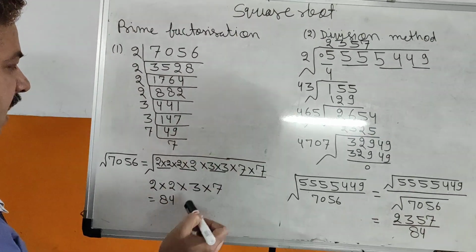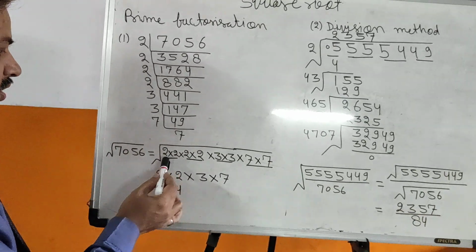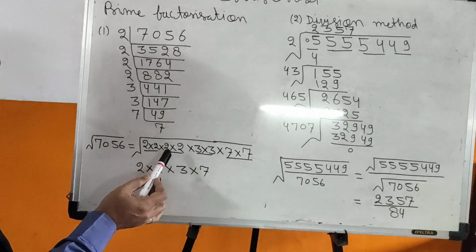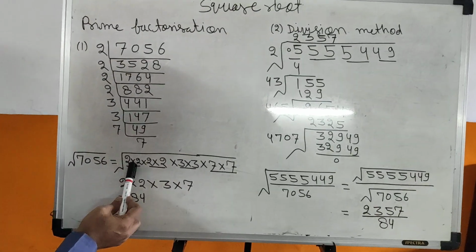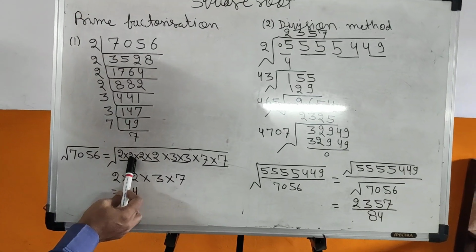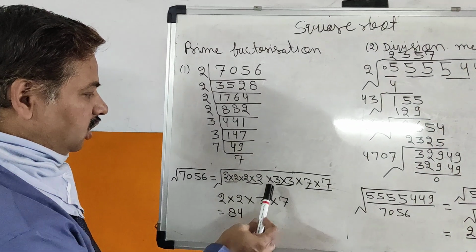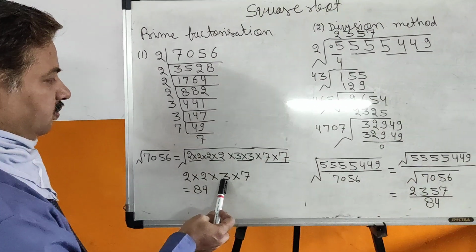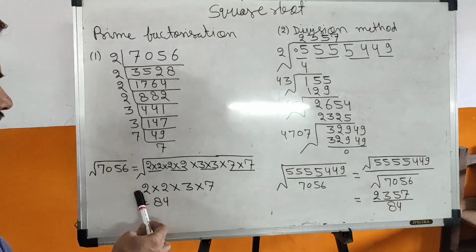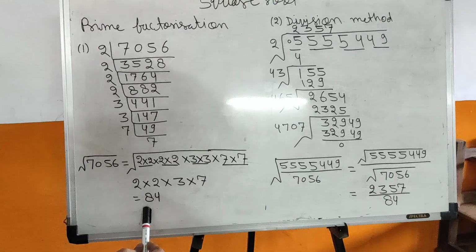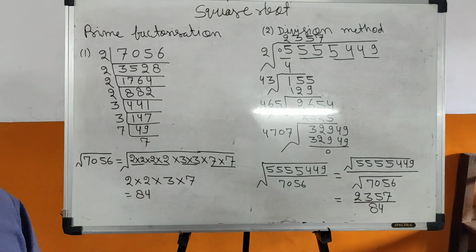These factors we will write there, and this is the sign of square root. Now, to find the square root, we will make pairs of equal numbers. One pair of 2, so we take one 2. Second pair of 2, so we take one 2. Then a pair of 3, so we take one 3. And a pair of 7, so we take one 7. By multiplying these we get 84. So 84 is the square root of 7056.